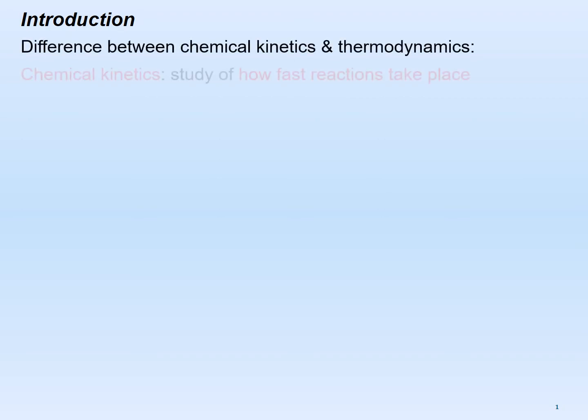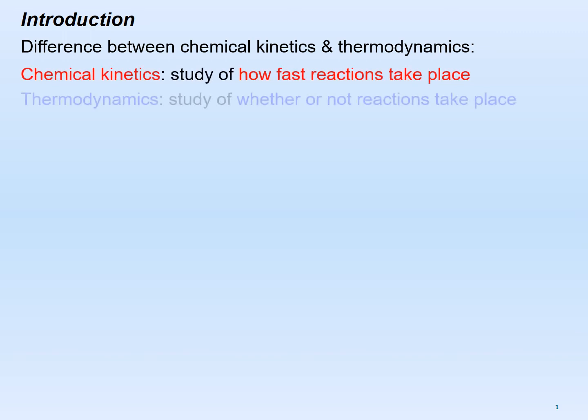Introduction. Both chemical kinetics and thermodynamics are branches in physical chemistry. But what is the difference between them? Chemical kinetics help us understand how fast reactions take place, while thermodynamics help us to know whether or not reactions occur. This chapter focuses on chemical kinetics.